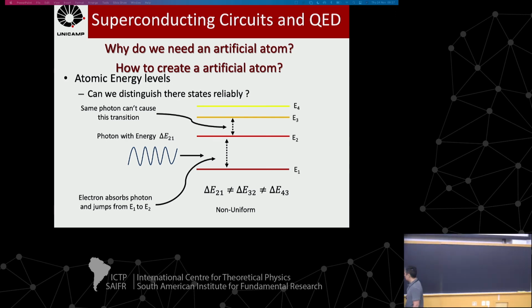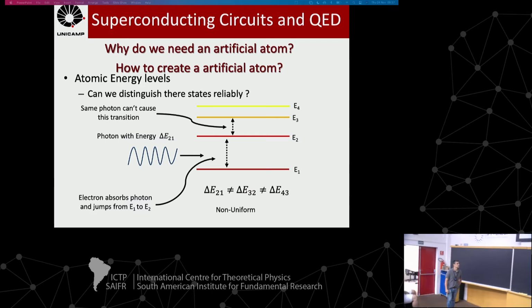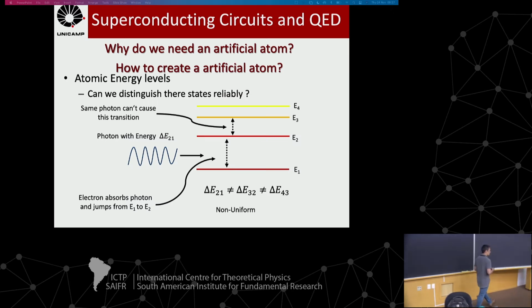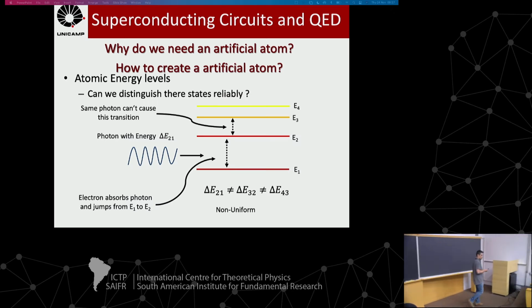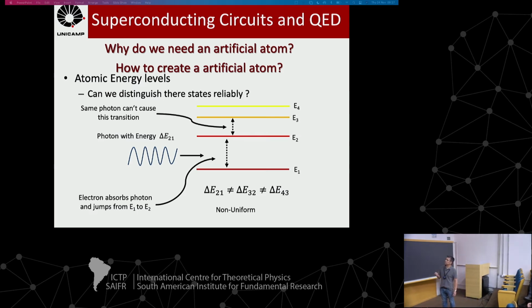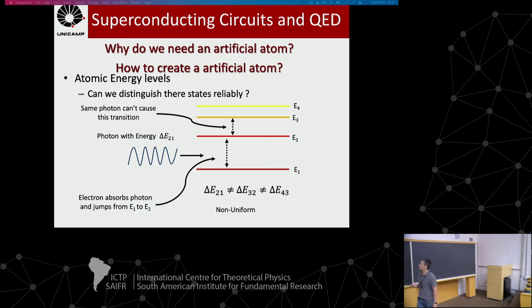Let's continue our mini course in superconducting quantum circuits. Yesterday we discussed why we need a nonlinear oscillator to create a qubit. We discussed the energy levels of the circuit and why it is important to have this difference in the energy levels in our artificial atom.